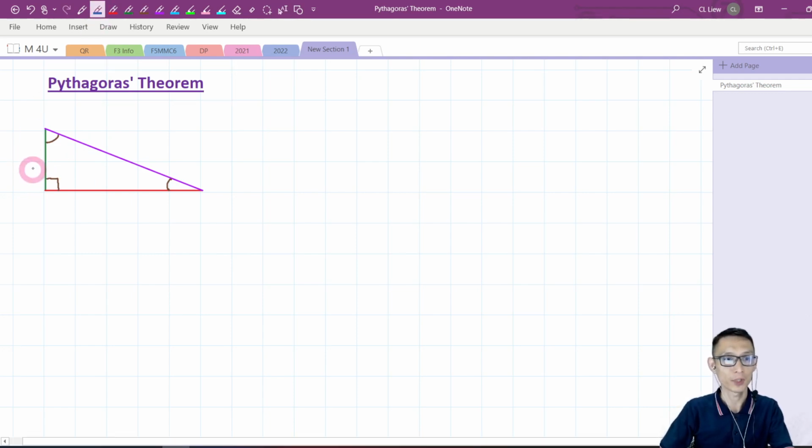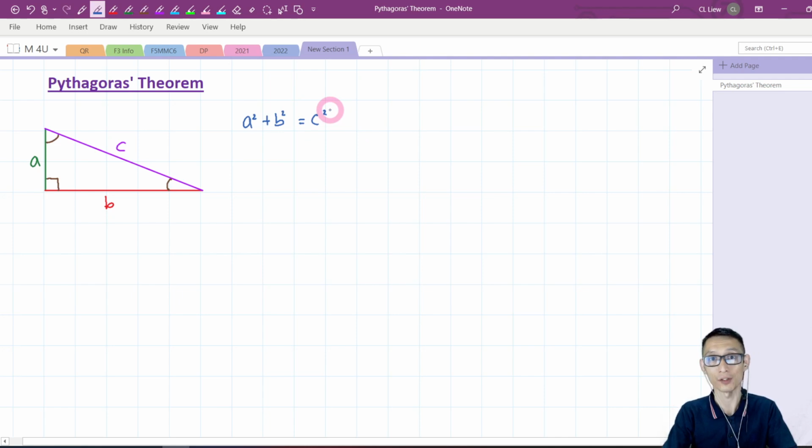So this will be the shorter side. Let this one be A, and this is B. Let me use another color. So this is A, this is B, and this is C. These two are the shorter sides of a right angle triangle, right? Therefore, A squared plus B squared is equal to C squared. This is what the Pythagoras theorem tells us. Now I want to show you why A squared plus B squared is always equal to C squared.